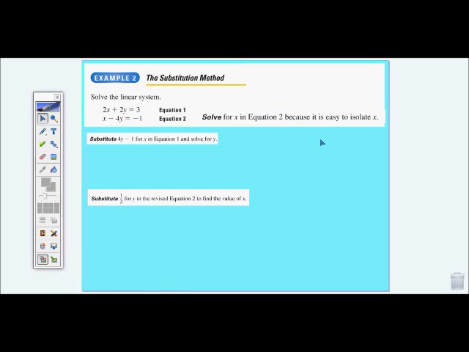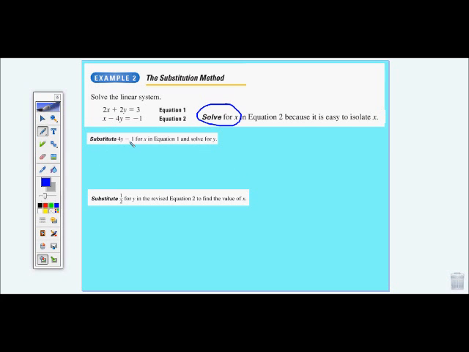We continue to use substitution as a method. We will go about it slightly different. This time we will actually solve for x. We have our two equations, and we are going to solve for x because in the second equation x does not have a coefficient, so it's easier to solve for it.